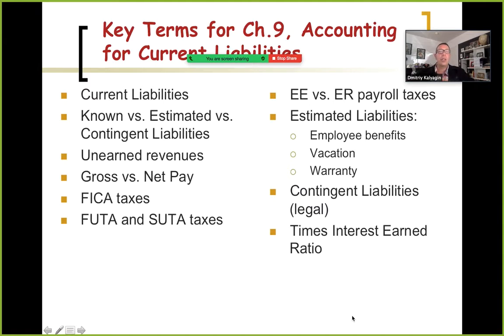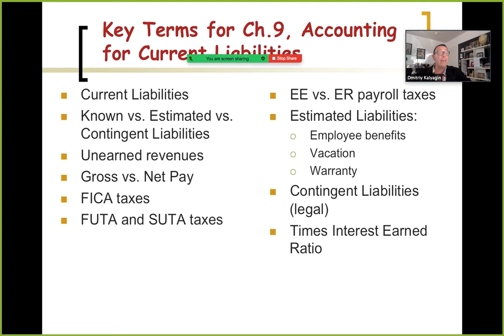The last chapter that is covered on this exam is chapter 9 for current liabilities. I listed different types of current liabilities. You distinguish between known, estimated, and contingent liabilities. And make sure you understand the three factors that are either known or could be estimated. We talked about unearned revenues, and then we spent a lot of time on payroll. We compared and defined gross pay versus net pay. We talked about FICA taxes, and these include the Social Security tax and Medicare tax.